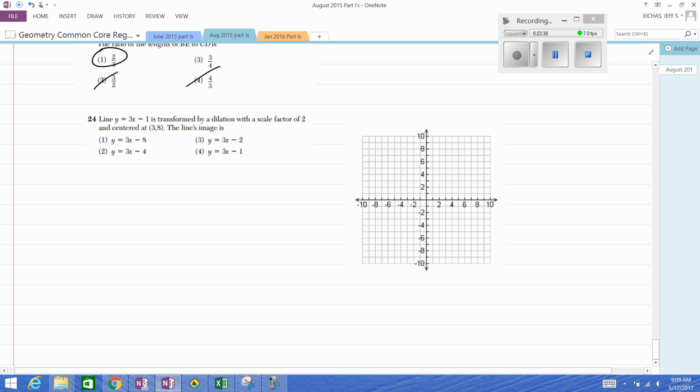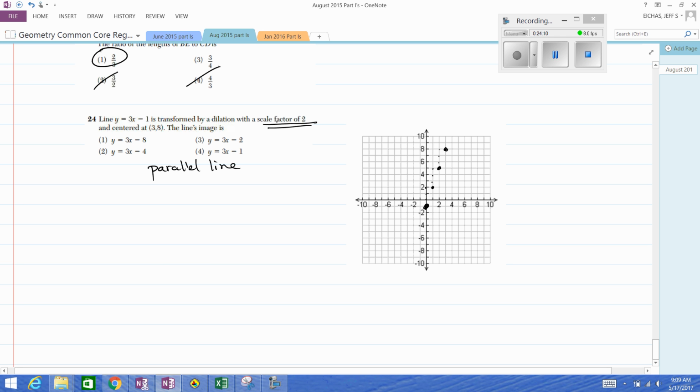And last one for this batch. Okay. Dilation scale factor of 2. I like to graph. Oops. Yeah, that's right. Start at -1, up 3/1. Okay, that's the original line. If we dilate by a scale factor of 2, we know we're going to get a parallel line. We know that. Well, that's not a question because that's all our choices.